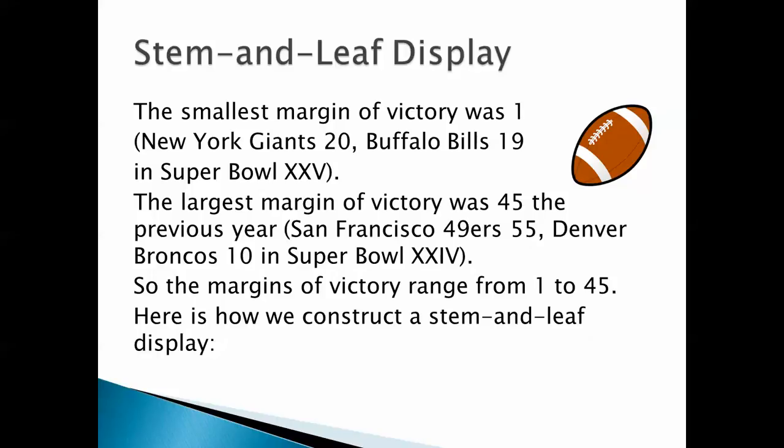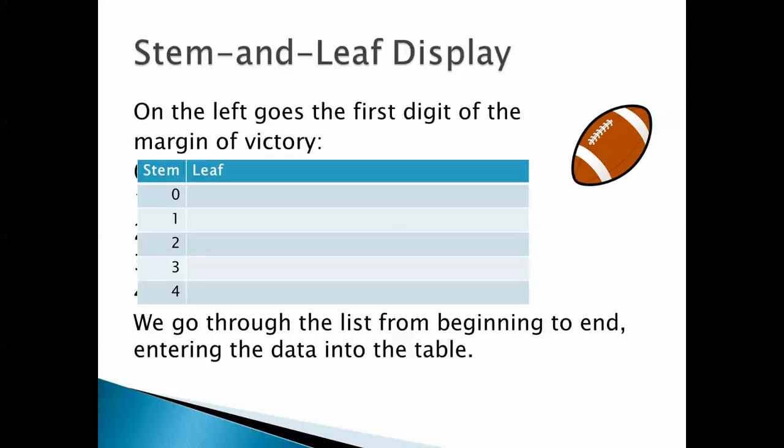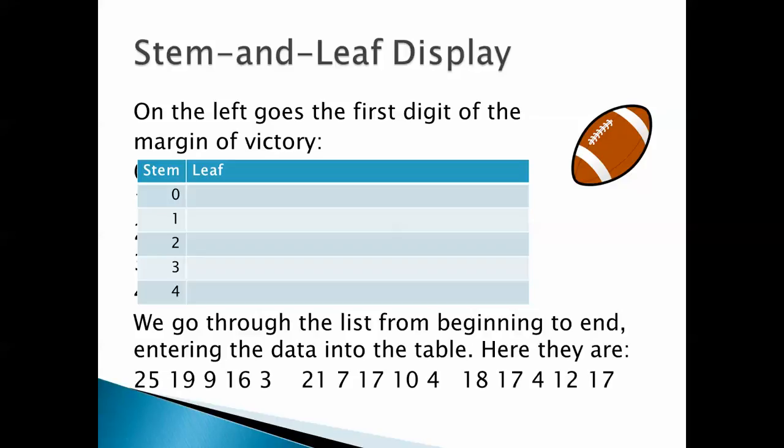Here's how we construct a stem and leaf display. On the left goes the first digit of the margin of victory. We go through the list from beginning to end, entering the data in the table. So again, here we've got 25, 19, 9, 16, 3, etc. Here's how we enter it. We put a 5 there because the first digit is 2 and the next digit is 5.